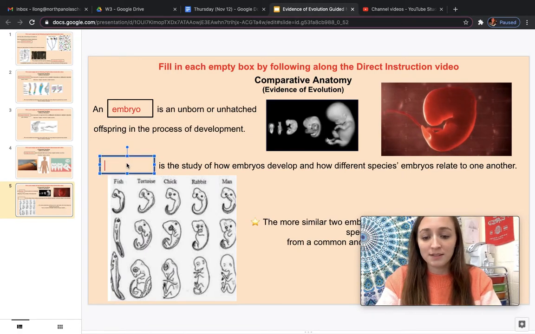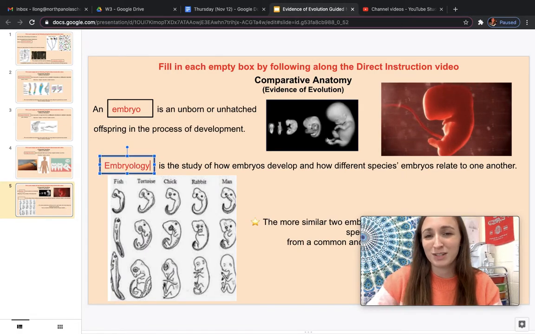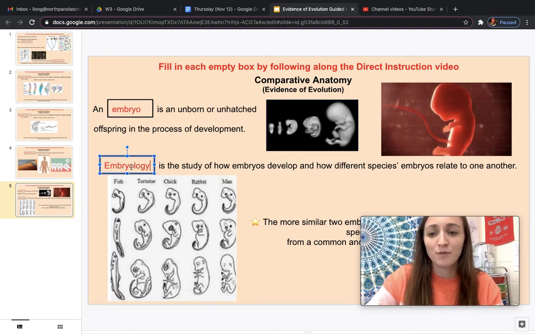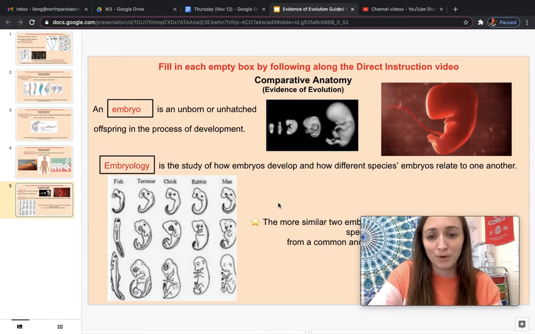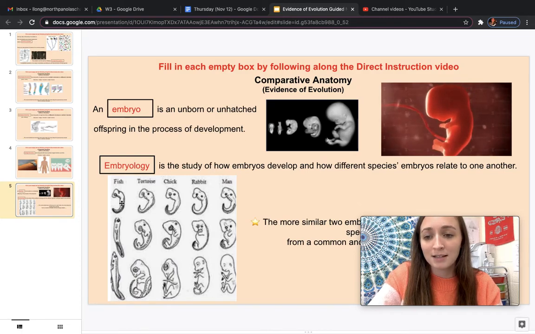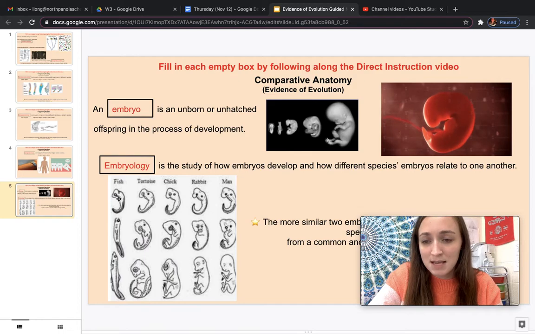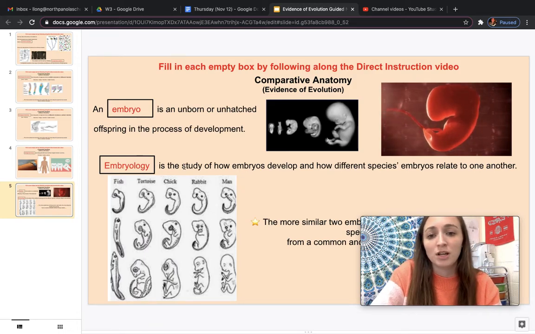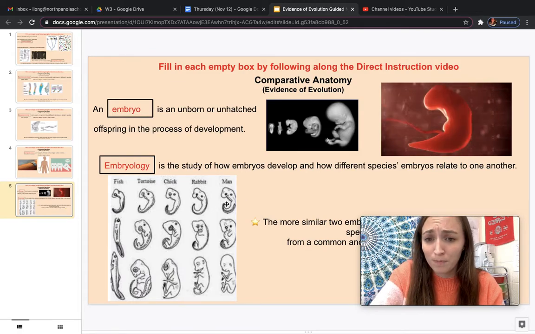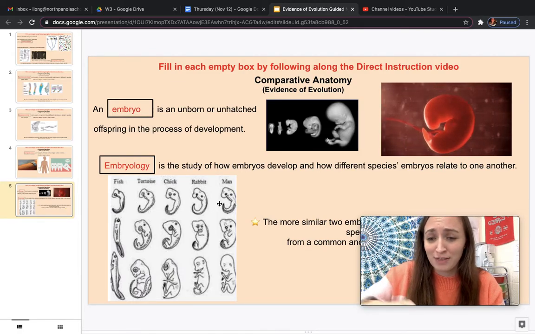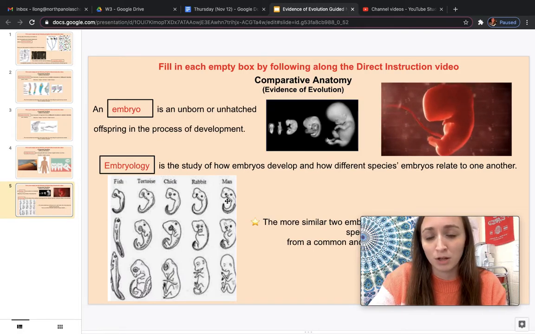We call this embryology. That's pretty easy because it looks like embryo, and if you ever see the suffix ology, that just means the science or study of. So embryology, we're studying these embryos. They look at the different embryos for different species. As you can see, we've got a fish, a tortoise, a chick, a rabbit, and a human. When we start out, we all look almost identical. If these weren't labeled, I would have no idea what species these embryos belong to.